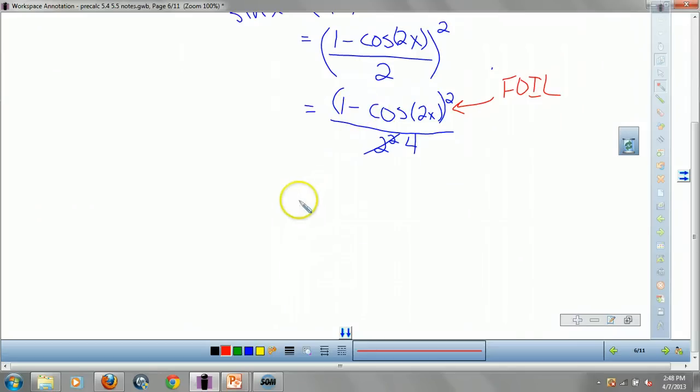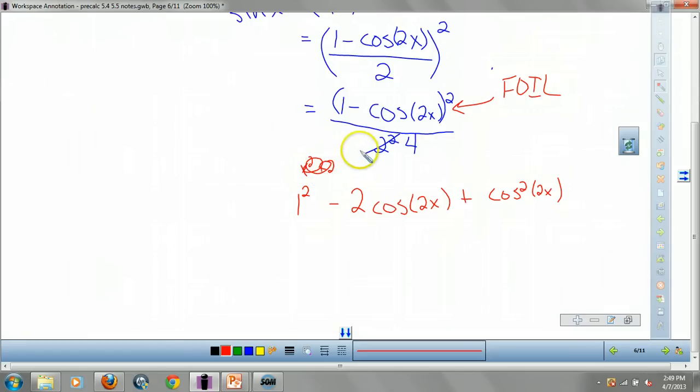You're going to get 1 squared in front, minus 2 cosine of 2x, right, plus cosine squared of 2x. Guys, this is just your basic a squared minus 2ab plus b squared. You guys have done that before, right? If not, remind me and I'll show you how I did that so quick. All over 4.